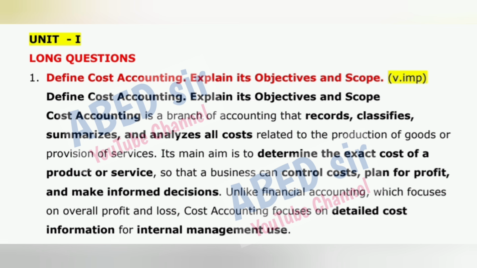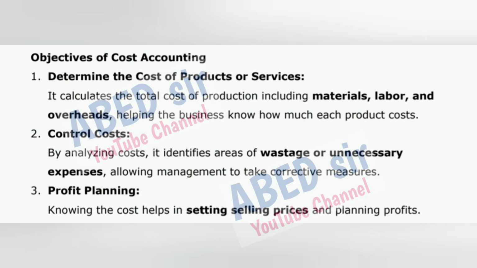Cost accounting is a branch of accounting that records, classifies, summarizes, and analyzes all costs related to the production of goods or provision of services. Its main aim is to determine the exact cost of a product or service so that a business can control costs, plan for profit, and make informed decisions. Unlike financial accounting, which focuses on overall profit and loss, cost accounting focuses on detailed cost information for internal management use.